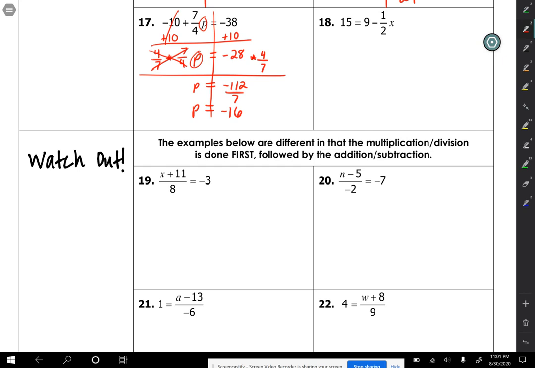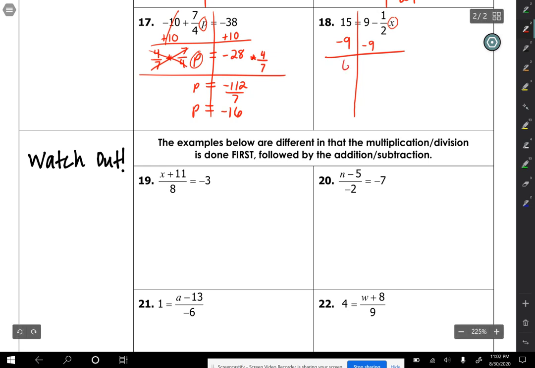Okay. Number 18. 15 equals 9 minus 1/2 x. Draw my line. Circle my variable. So remember, the first step is to get this 9 to go away first because the -1/2 is right beside the x. So we're moving the stuff that's furthest away first. So this 9 is further away from the x than the -1/2. So the opposite of a positive 9 is a -9. So we're going to subtract 9 from both sides.